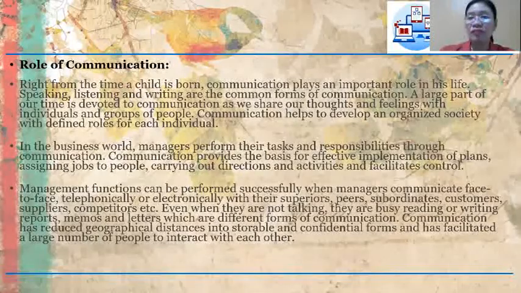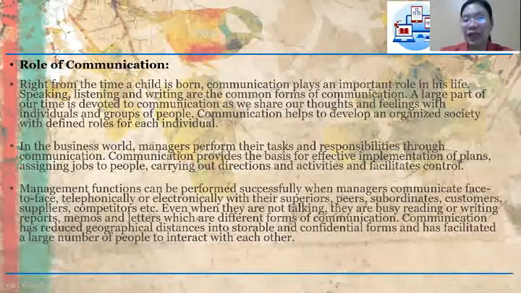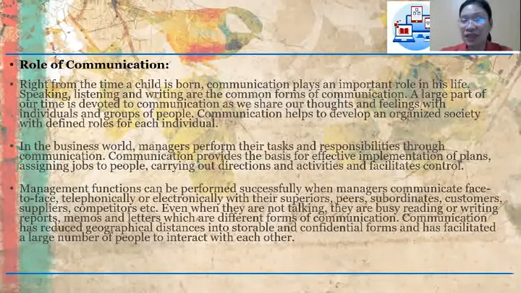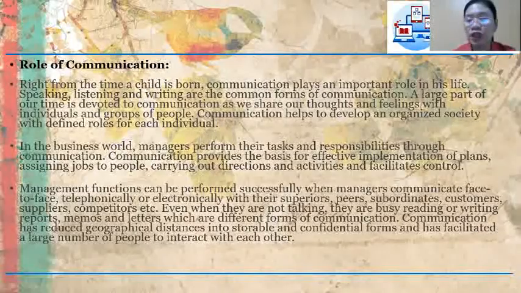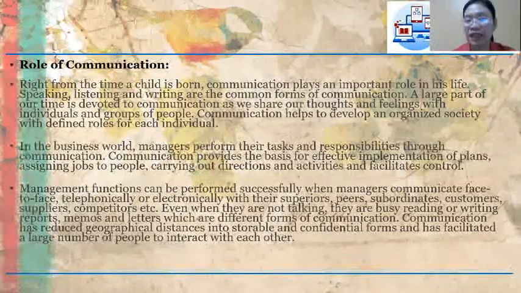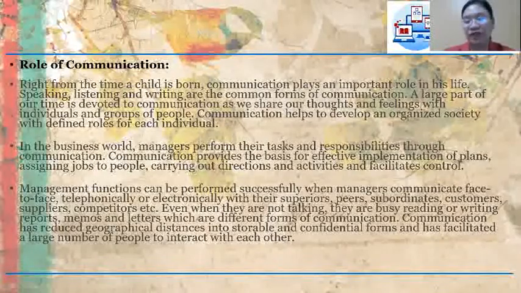Now, what are the roles of communication? Okay. Now, right from the time a child is born, communication plays an important role in his life. Speaking, listening, and writing are the common forms of communication. Okay. Now, a large part of our time is devoted to communication as we share our thoughts and feelings with individuals and groups of people. And this communication helps us to develop an organized society with defined roles for each individual.